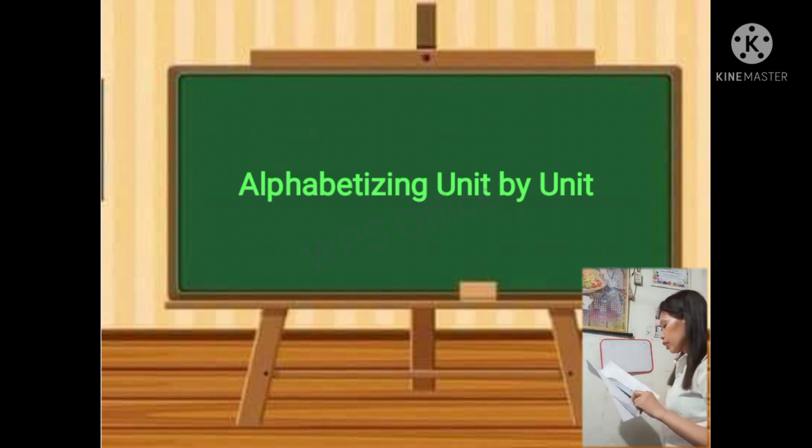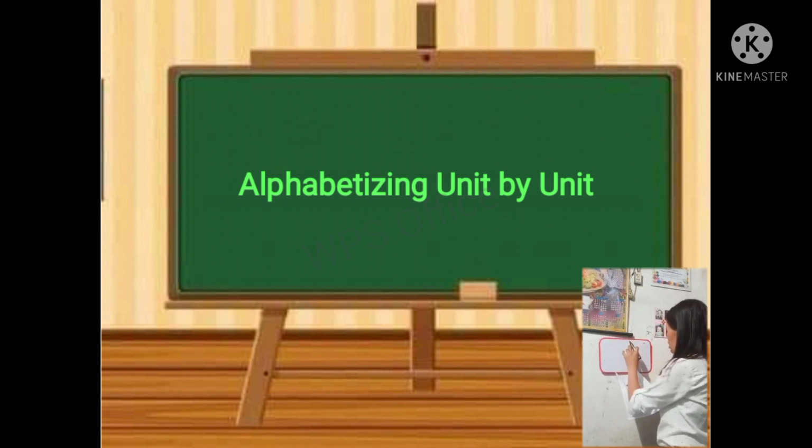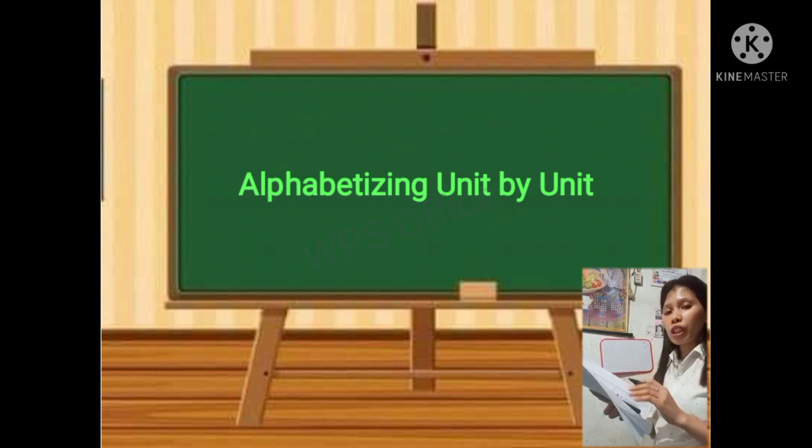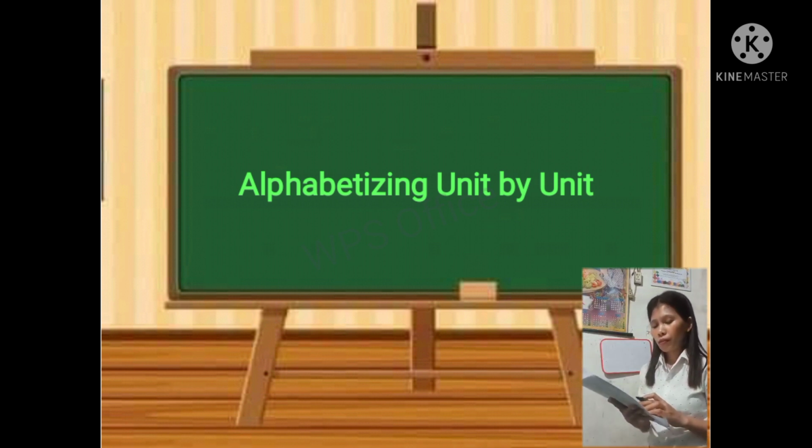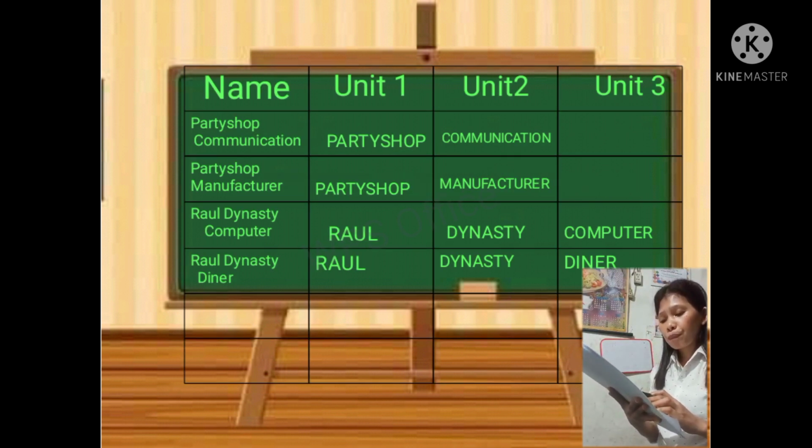We have here an example: Party Shop Communication. How are we going to do the alphabetizing unit by unit? Here, unit 1 is Party Shop, and unit 2 is Communication. Another example is Party Shop Manufacturers. The first unit here is Party Shop, and the second unit is Manufacturers.